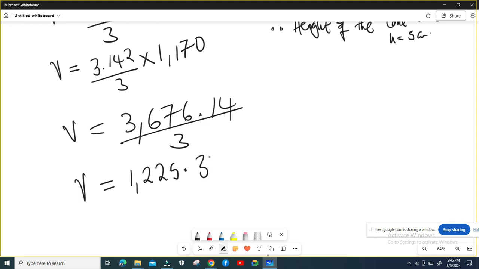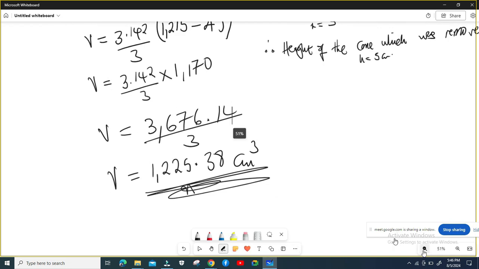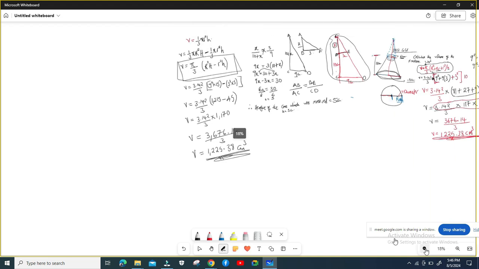Now let's compare. Is this the answer that we calculated initially? Try to reduce the font. Okay, check. Have you seen this? This is the same answer.